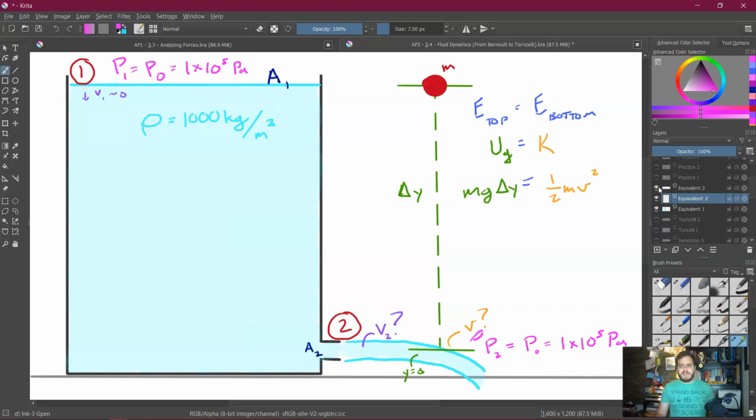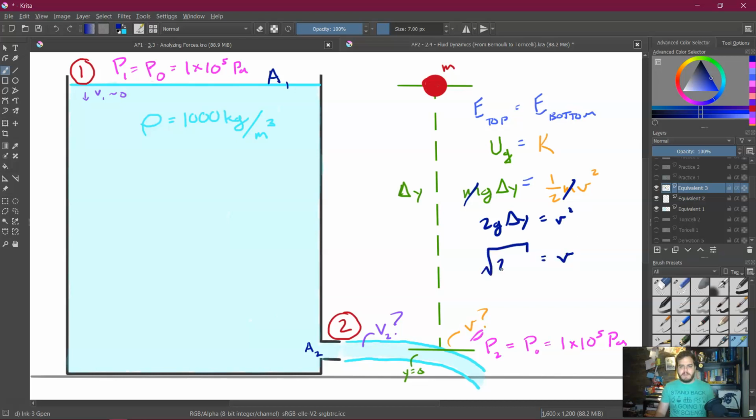Now, if I do that, and we write in our equations here for gravitational potential energy and kinetic energy, mg delta y equals 1/2 mv squared. And let's look at a few things here. First, the masses are going to cancel. I can multiply the 2 across, so I get 2g delta y equals v squared. And if I take the square root of both sides, I get the square root of 2g delta y.